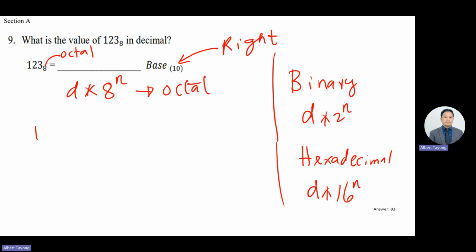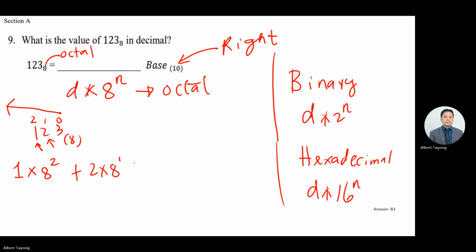So here, our first D, so we assign the exponents from 0 to infinity. Our first D is 1, this. So 1 times 8 raised to the power of 2, plus the second is 2. And the last is 3, 8 to the 0. So the answer is 83.